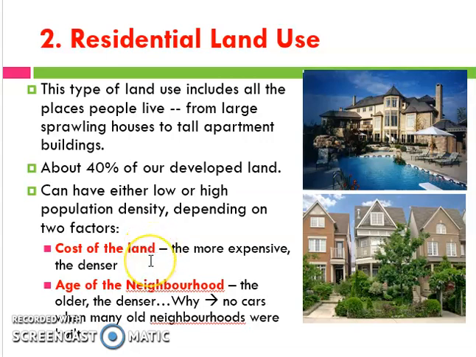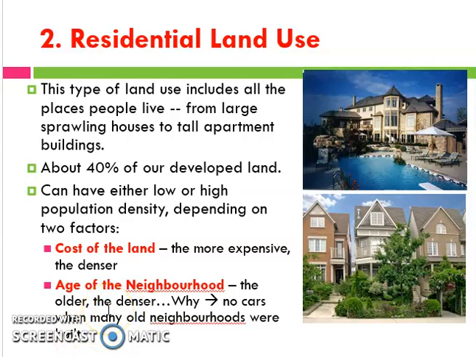So if the land is very expensive, like downtown Toronto, they put high rises to fit more people on less space. And then the age of the neighborhood. So the older, the denser. Why? Well, there's no cars when many old neighborhoods were built.